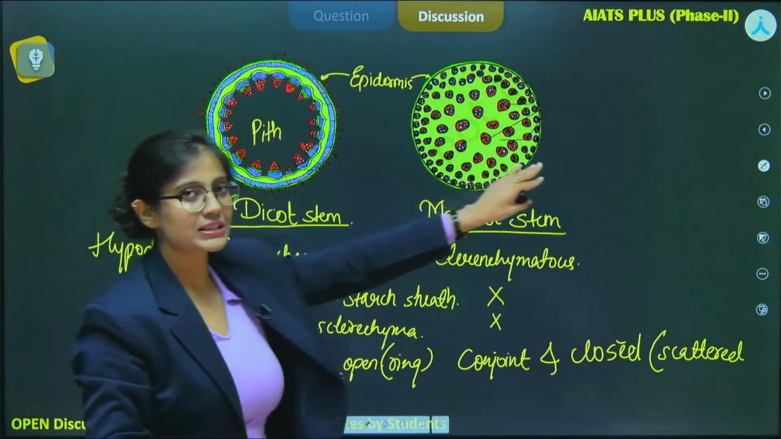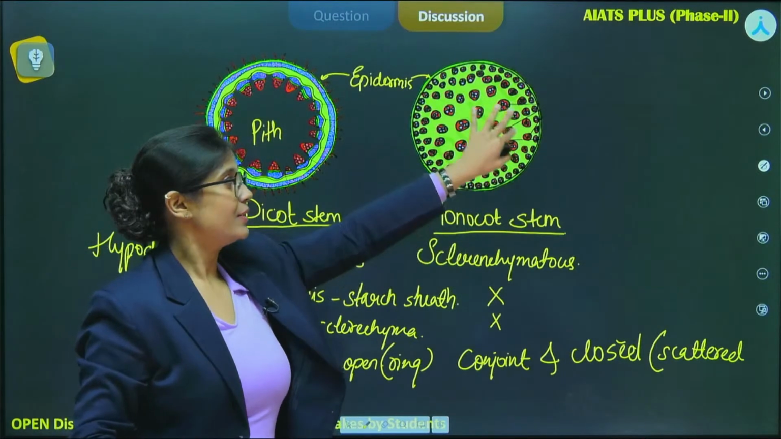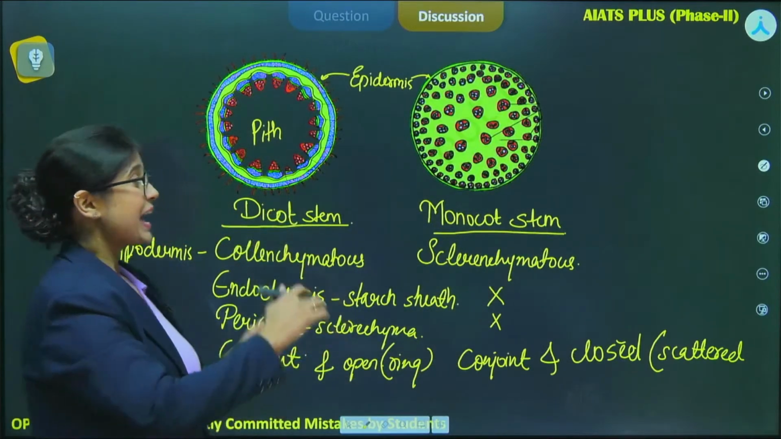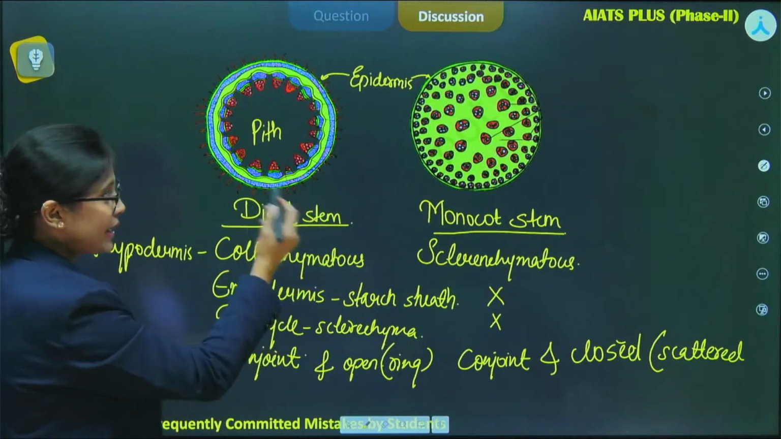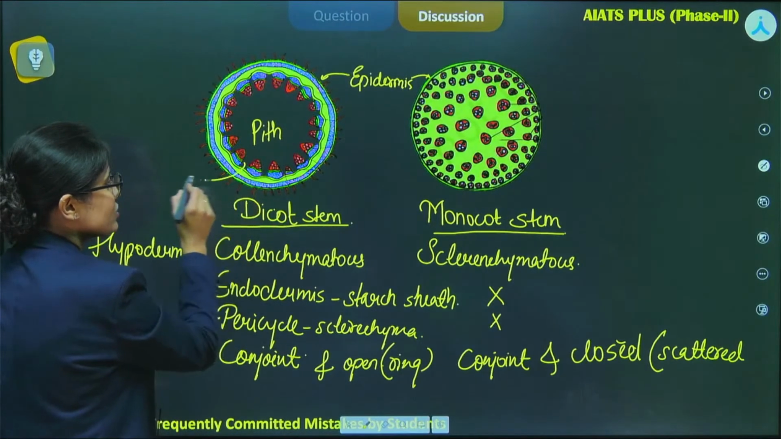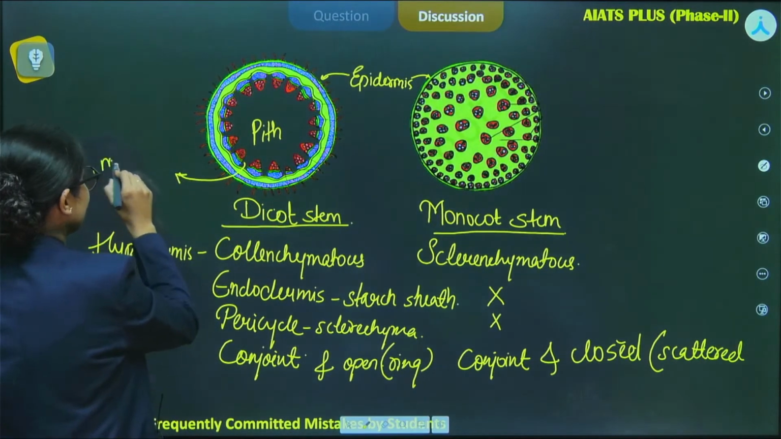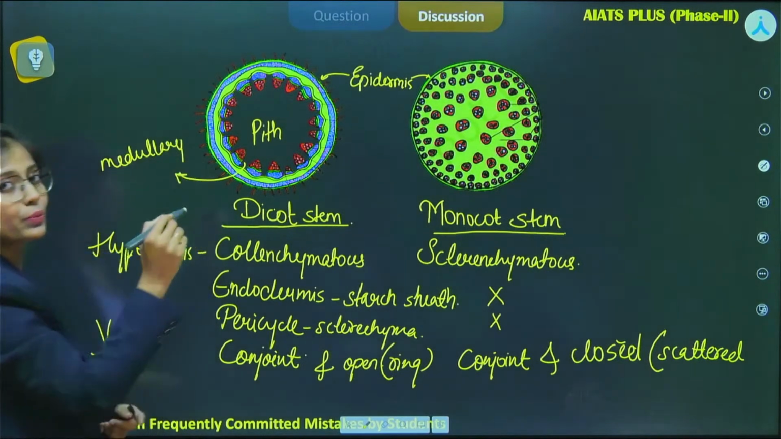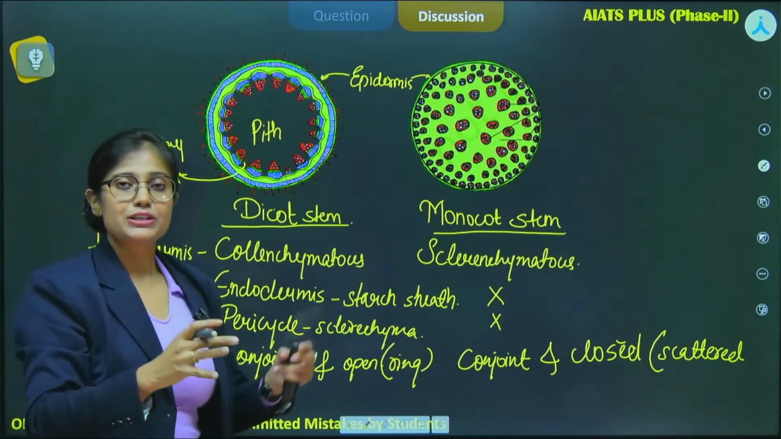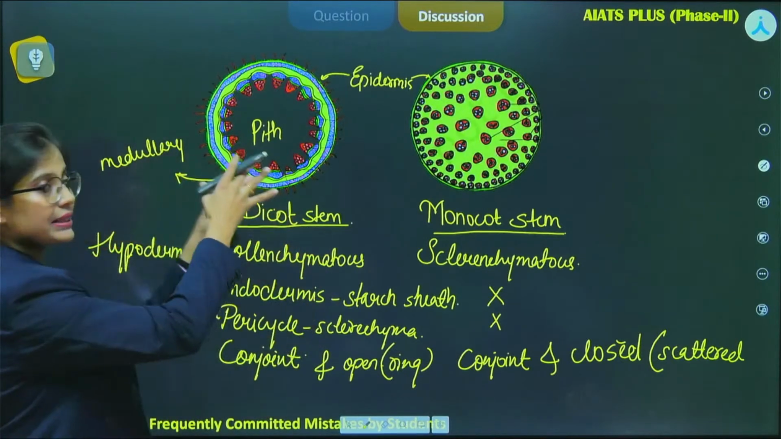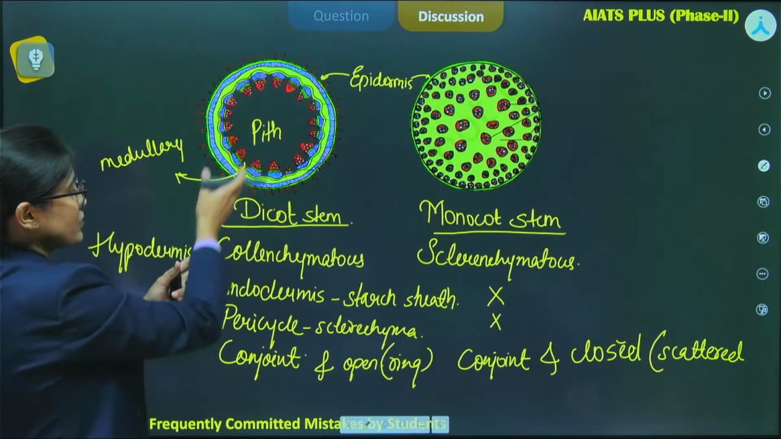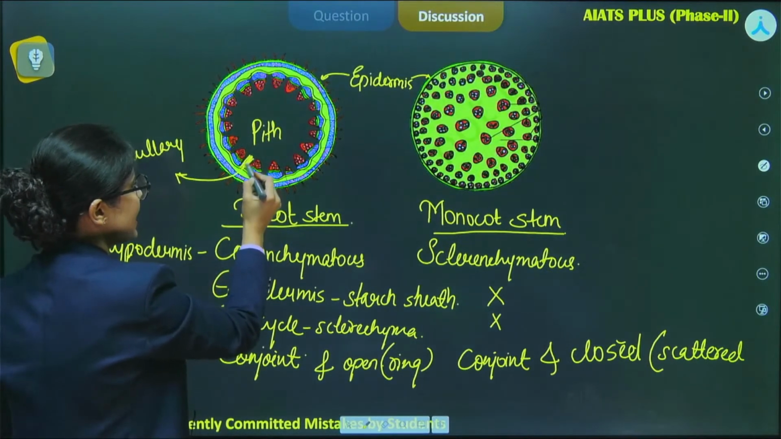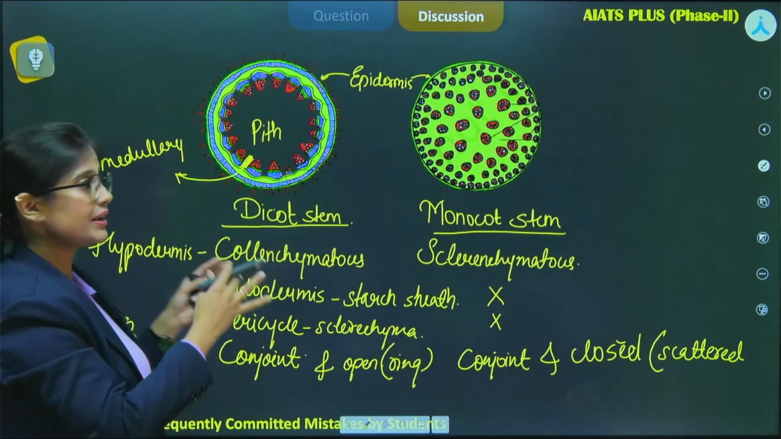but in monocot stem you cannot see pith because it is not there. It is not present in monocot. Okay, and in dicot stem you can also see one more structure, medullary rays. These are also known as pith rays. The parenchymatous cells which are present in the pith actually get extended in between the vascular bundles, this region, and they are known as medullary rays.